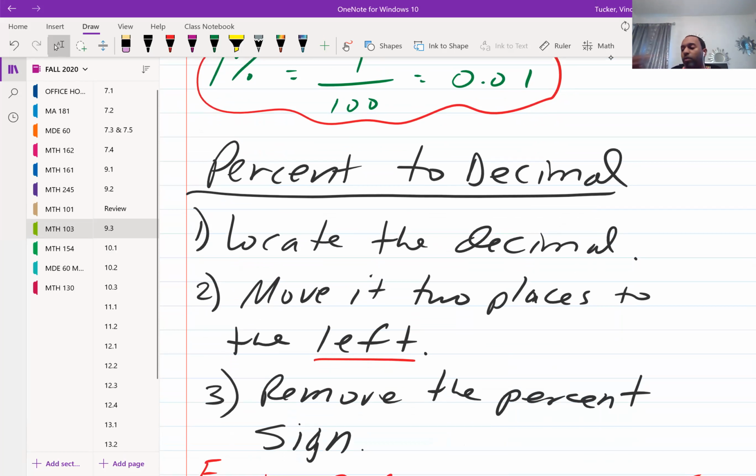All right. So first conversion that we're looking at is percent to decimal. Locate the decimal, move it 2 places to the left, and then remove the percent sign. Talking about converting a percent to a decimal: locate the decimal, move it 2 places to the left, and then remove the percent sign.